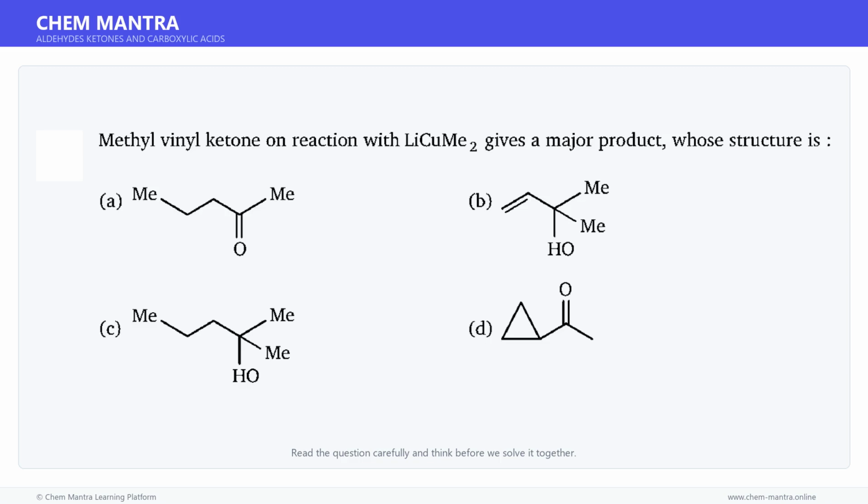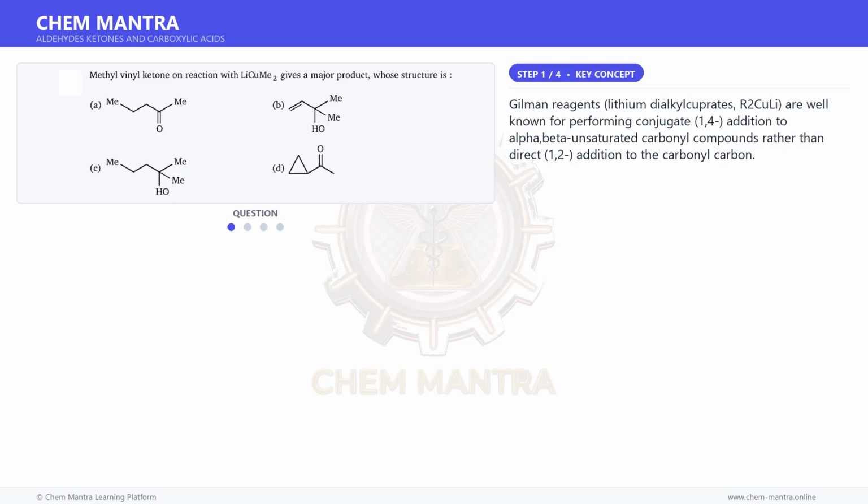Here is a question. Read it carefully and think about the answer. Let us solve it step by step. Let us first understand the key concept here. Gilman reagents, lithium dialkylcuprates, R2CuLi, are well known for performing conjugate 1,4 addition to alpha, beta unsaturated carbonyl compounds rather than direct 1,2 addition to the carbonyl carbon.